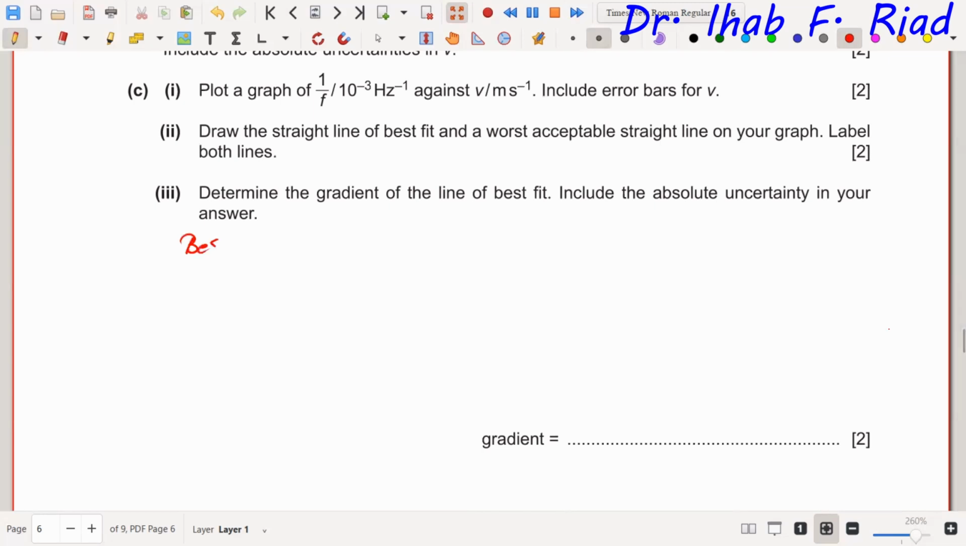I say best fit is equal to 1.1135 minus 1.075, over 16 minus 5. What do I get? 0.0039, 0.00395. And what are the units?